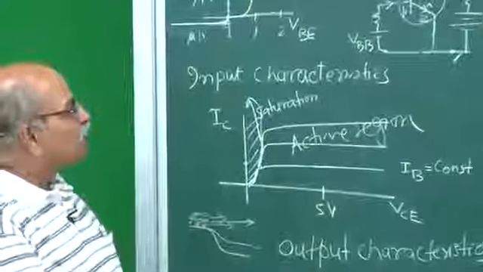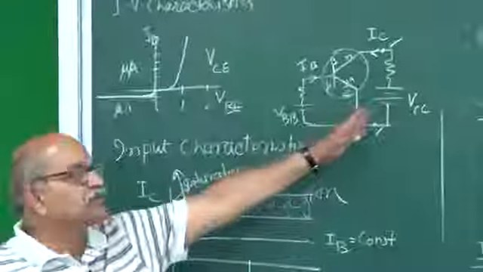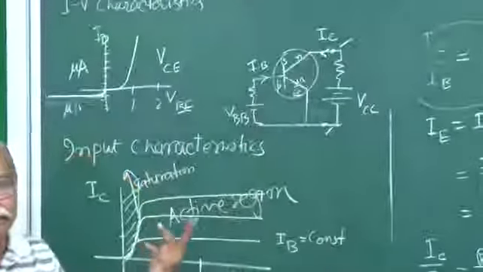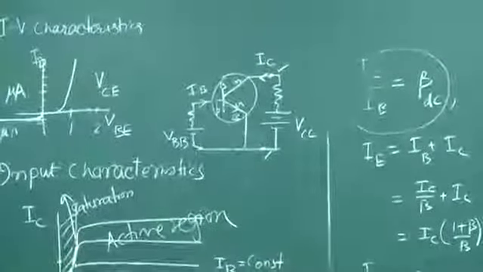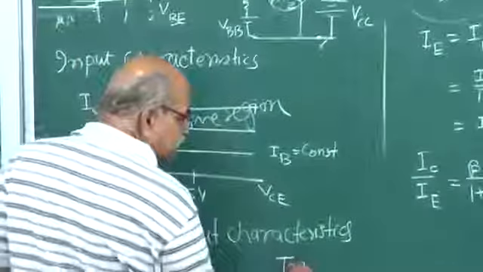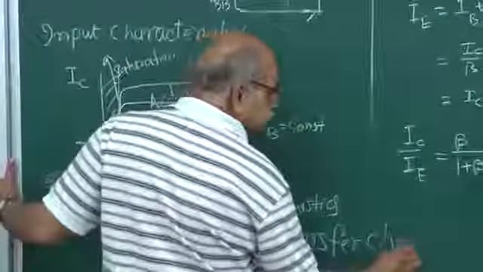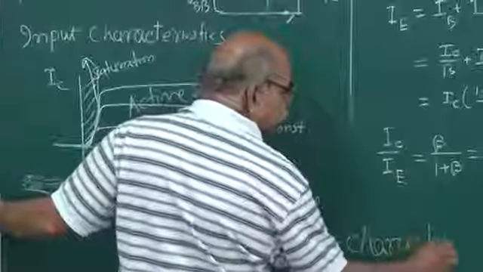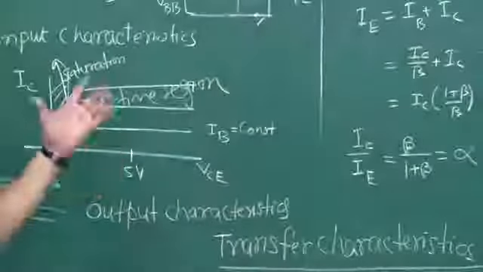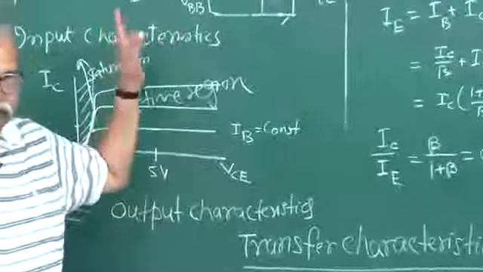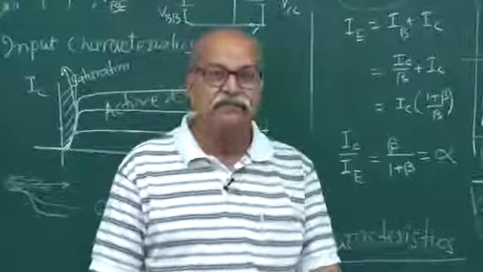You can have more characteristics. You can take one parameter from the input side, another parameter from the output side, and then draw the curve. If you do that kind of thing, you get more characteristics, and collectively we call them transfer characteristics. There may be many combinations. We will perhaps talk about one of the transfer characteristics in the next lectures, and then we will go for some applications.